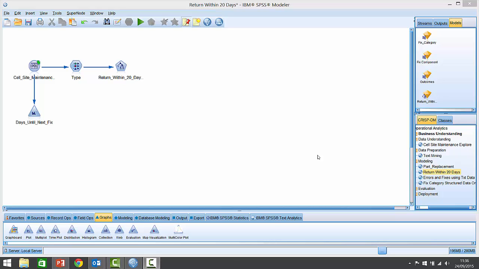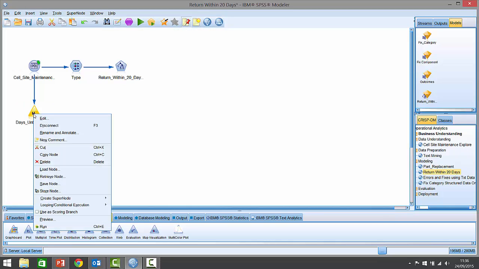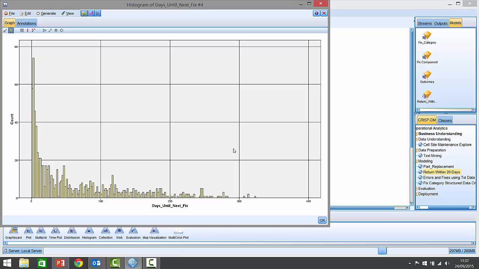So I'm just going to finish up here and show you how we can address the third and final objective within the case study, which was identifying sites that will require another visit by an engineer or a field technician within 20 days of the previous visit. And we can actually look at the number of days until the next visit occurred at that site as a distribution, because that's something that we've actually recorded in the data.